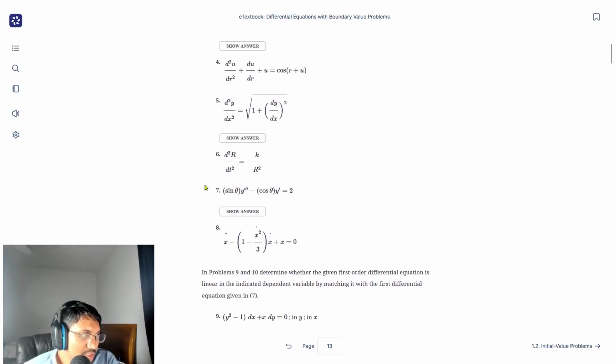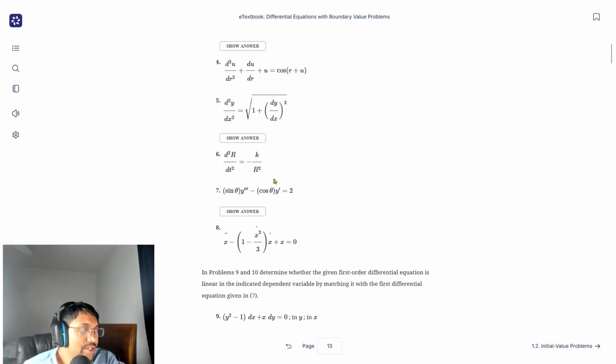And so moving on to 6, we have, again, capital R differentiated with respect to t. So this is a second order, as you can see. And then we have some constant k to the negative, or rather a negative constant k over r squared.